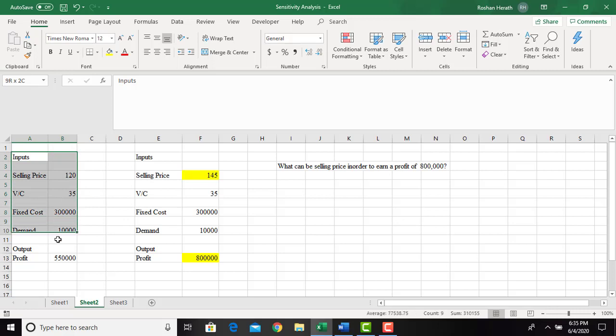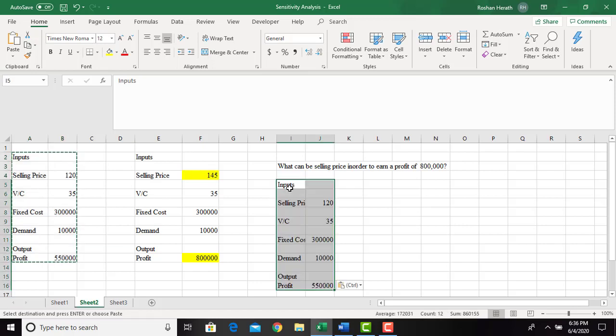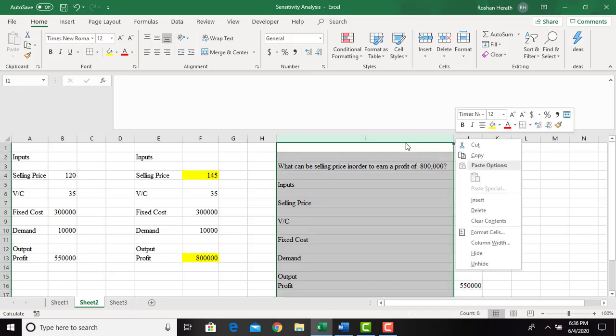Now let's try to achieve the same by changing the variable cost. Let's try to do that as well. So then let's see whether we can achieve this profit by changing the variable cost.